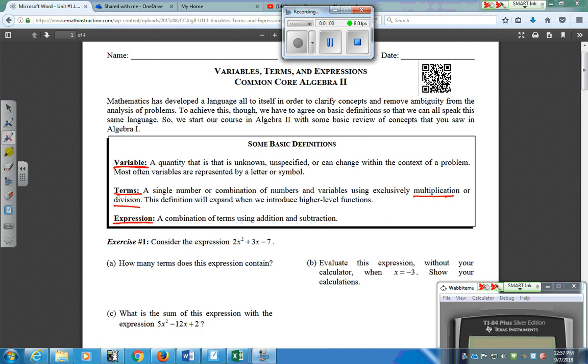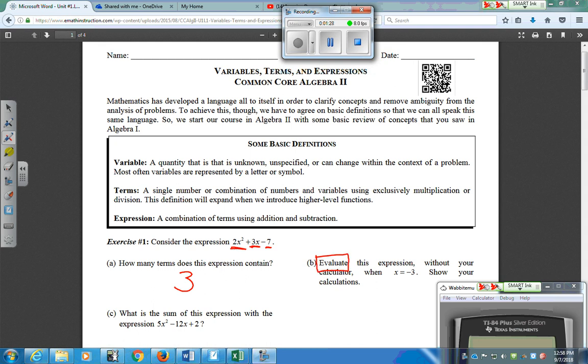So if you look at first exercise number 1, how many terms does the expression have? Well, terms are combinations of multiplying and dividing, or it could be single numbers. So in this case, there are 1, 2, 3 different terms. And they say to evaluate it. And when they say evaluate, they mean solve. So it says show your calculations.